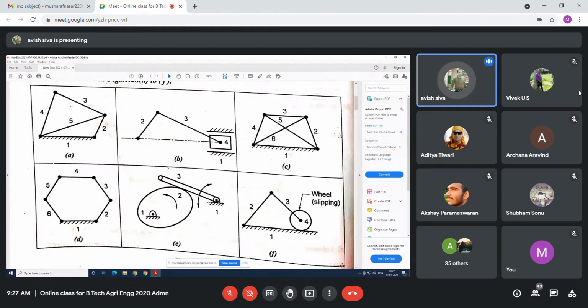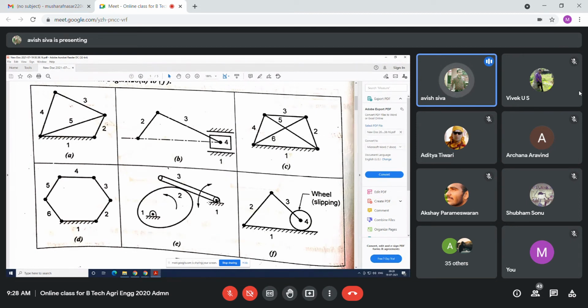Next is the connection between 2 and 3. It is just like a point contact or line contact. So in that case, it forms a connection between 2 and 3. It forms a higher pair. So your higher pair is there in this question. Total number of higher pair is equal to 1.